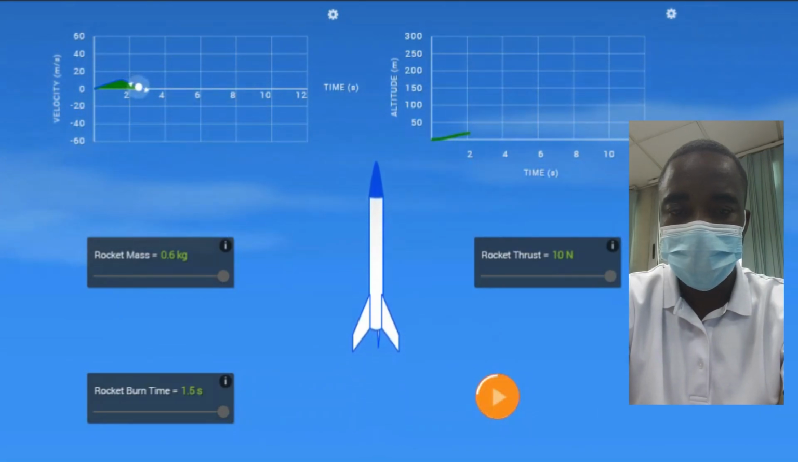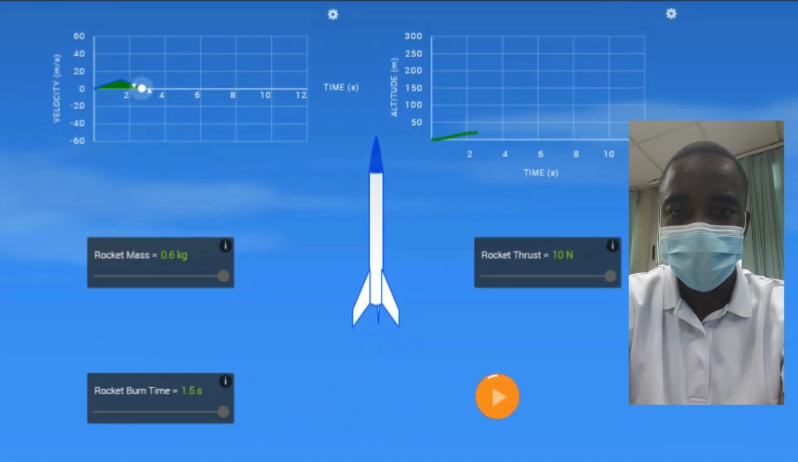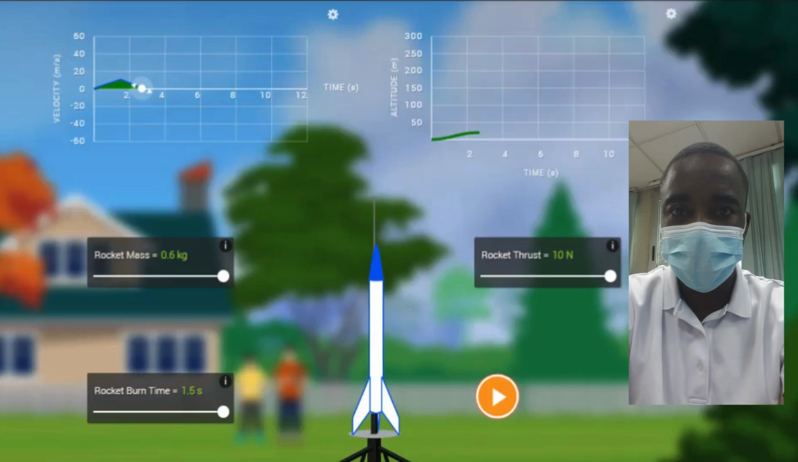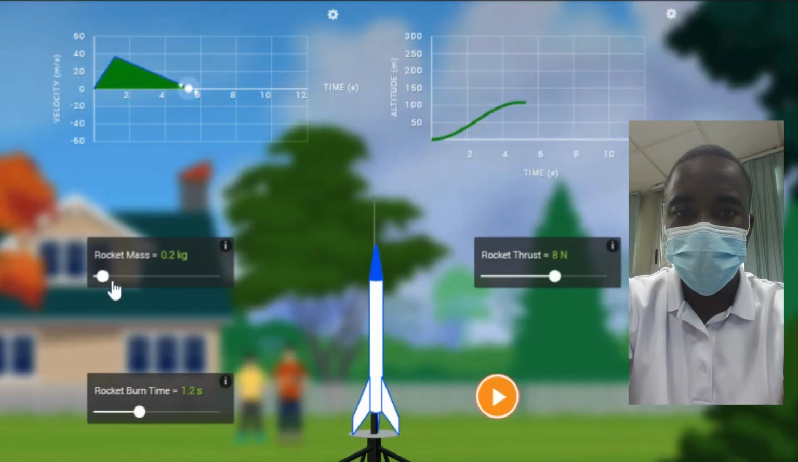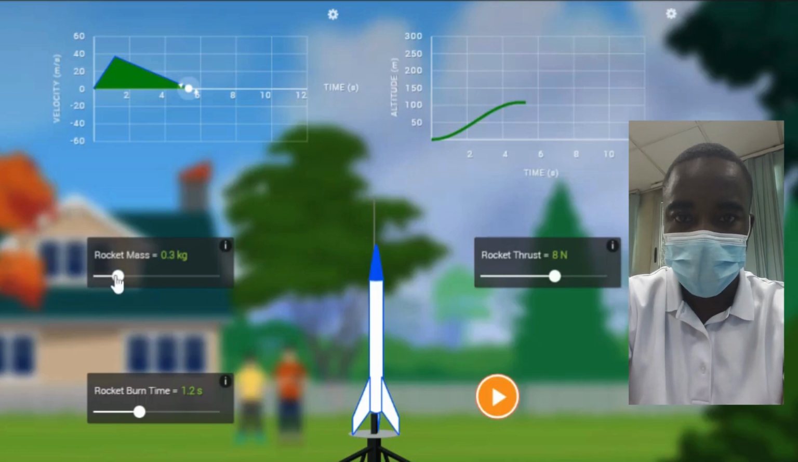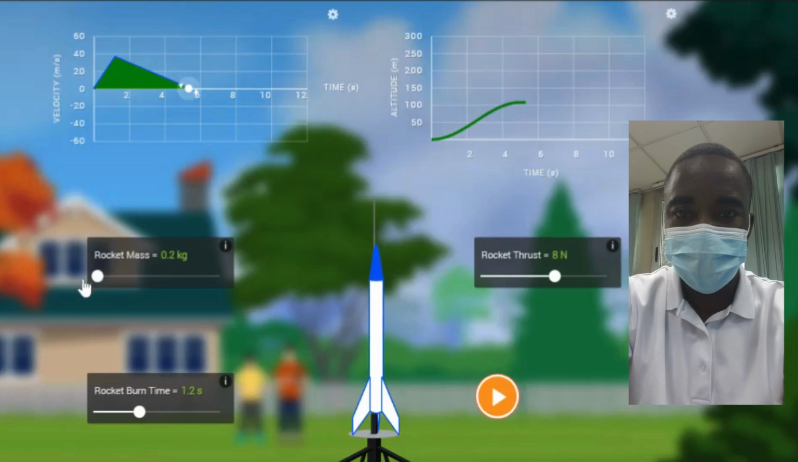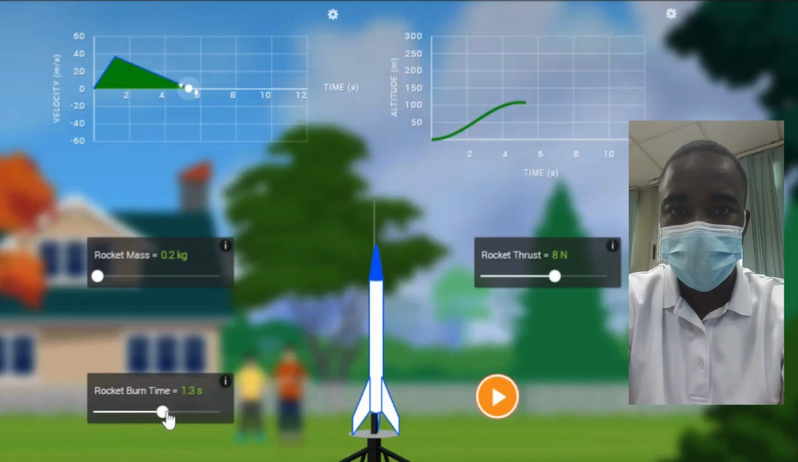A rocket with a longer burn time. Extending the burn time allows the rocket to continue accelerating for a longer period. This results in a much higher final velocity and a significantly increased peak altitude. A rocket with less thrust. Reducing the thrust means the rocket may struggle to overcome gravity. If the thrust is lower than the gravitational force, the rocket will never leave the ground.